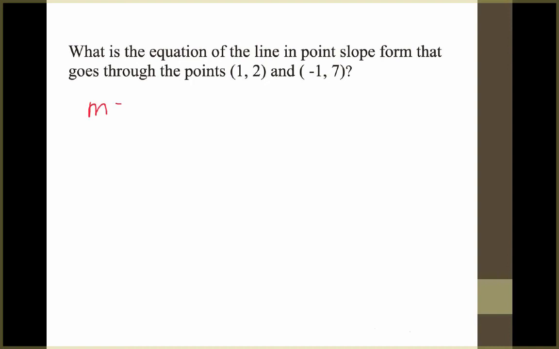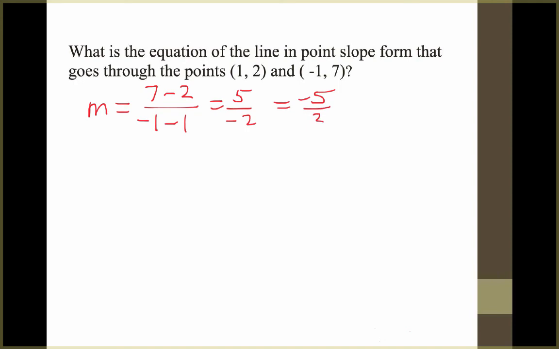m is the y-coordinate 7 minus the y-coordinate 2, all over -1 minus 1. And we get 5 over -2. This is -5/2.